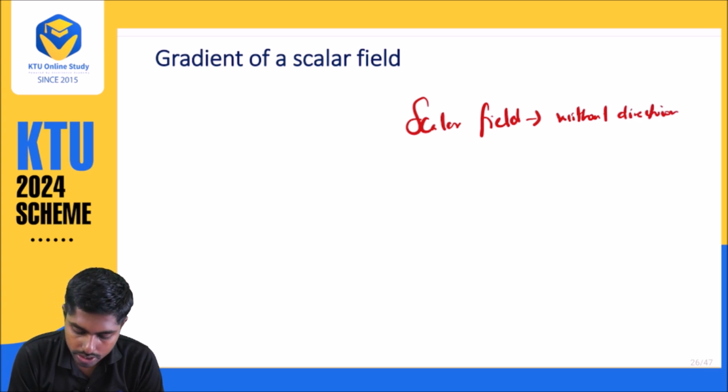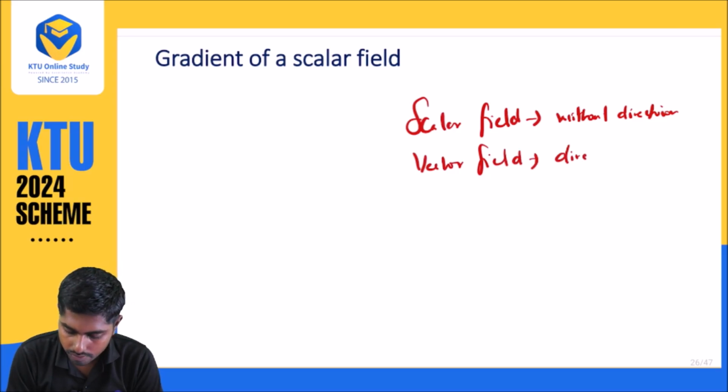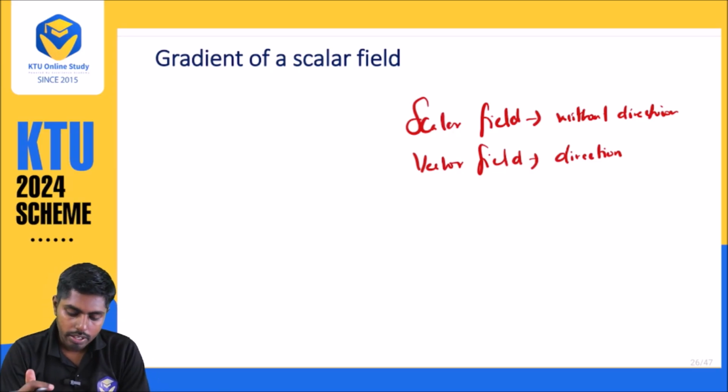but when it comes to a vector field, we will have a direction. So that's the difference: a scalar will have only magnitude, and a vector will have both magnitude and direction.